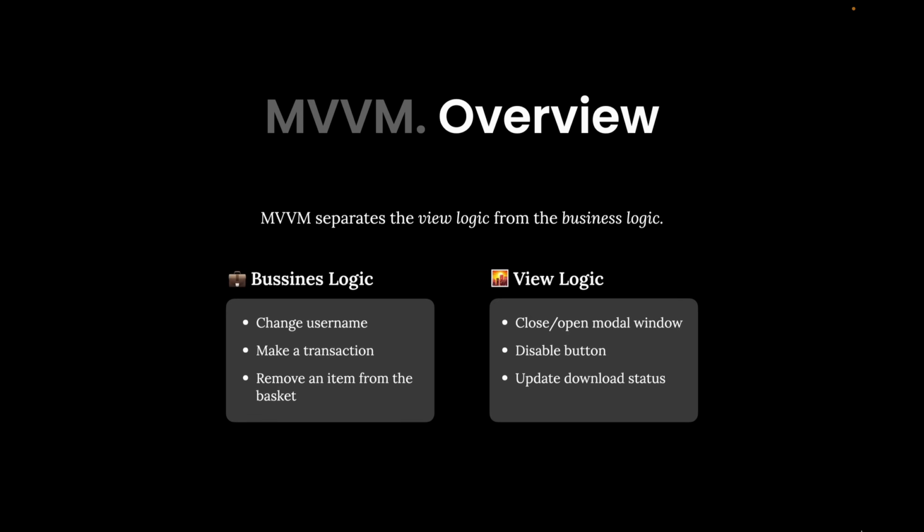Now compare that to view logic. View logic is purely UI-related stuff. It's just about what the user sees, but it doesn't modify real data. For example, opening or closing a modal window, disabling a button when something's loading, updating a progress bar while downloading a file. It's all about what happens visually, but it doesn't change the core data.